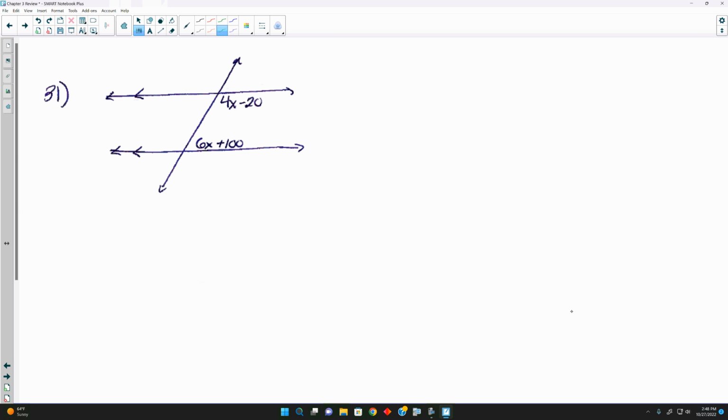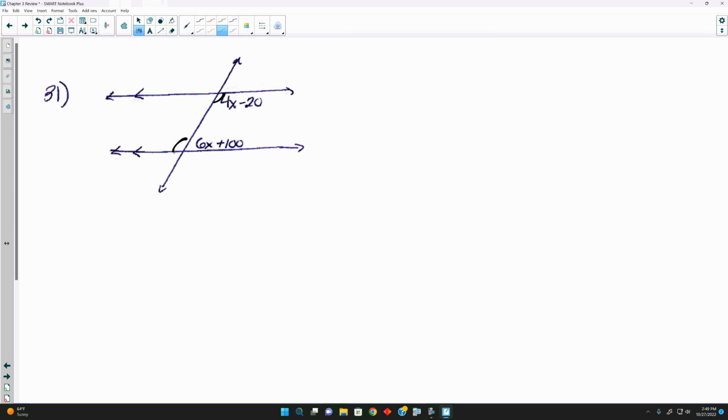So we look at this here. These two angles, are they alternate interior? Because they're between the two lines, yes? But are they on opposite sides of the transversal? So these here would be alternate interior, yes?